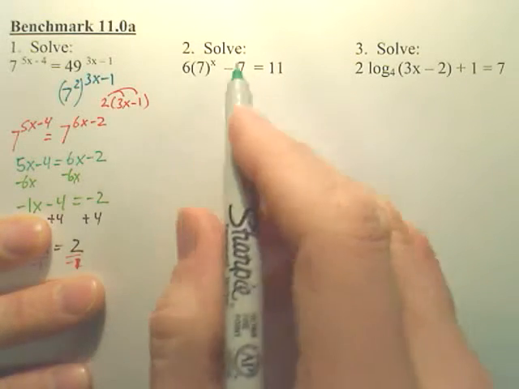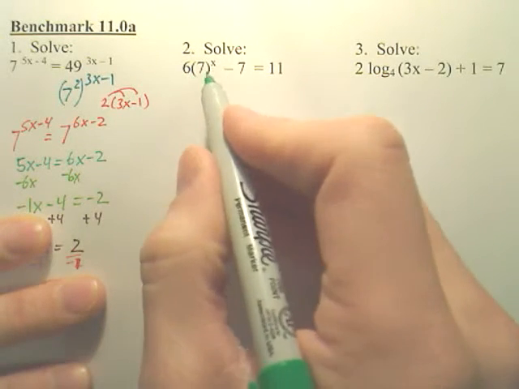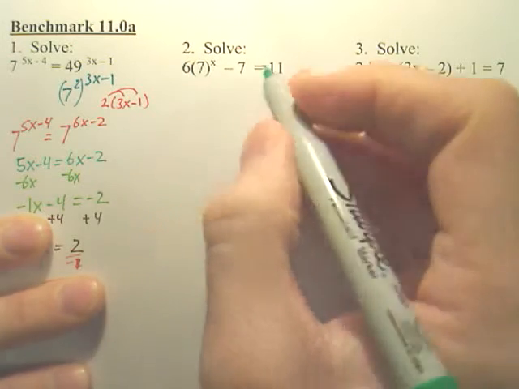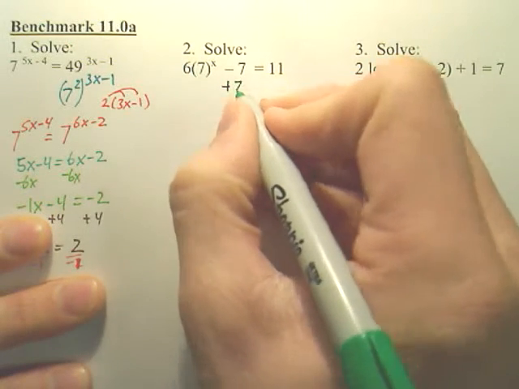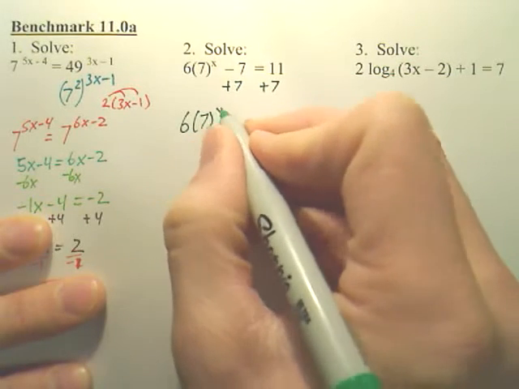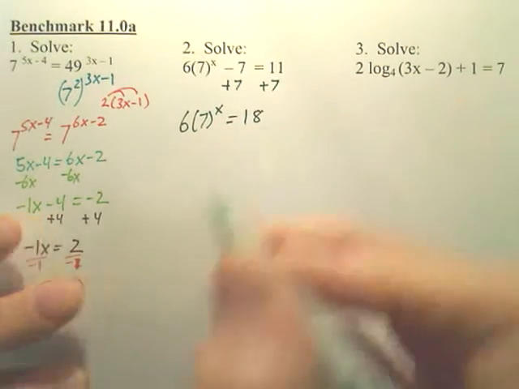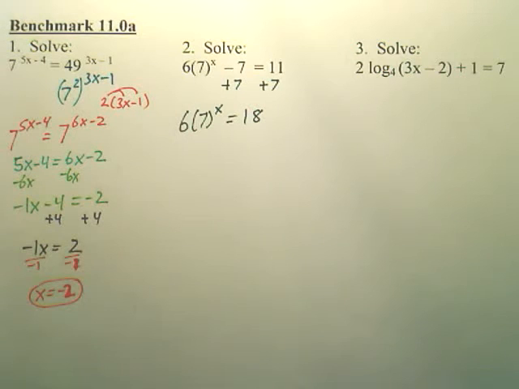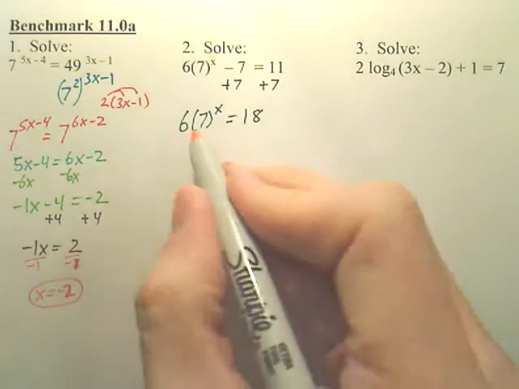If I want to solve this, our goal is to get the 7 to the x power by itself, and then we're going to change it to a log. In order to do that, we first add this 7 over. So when you add the 7 over, you get 18. Next, we want to get the 7 by itself.